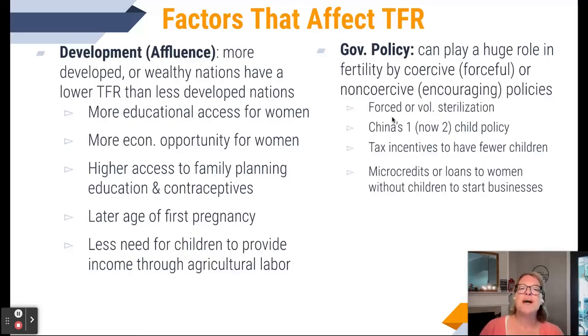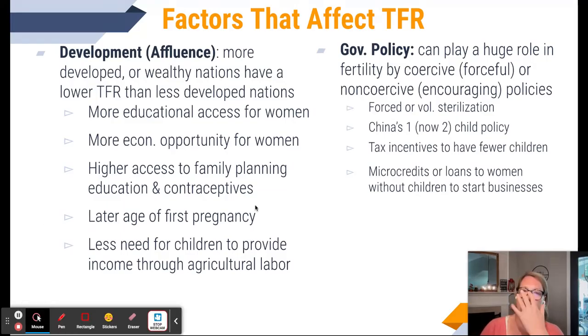Okay, moving on. Factors that affect that total fertility rate also include not just the healthcare piece, but also the affluence of a country. So wealthier nations tend to have a lower total fertility rate than less developed nations. This goes hand in hand with the educational access and the education level of the women. Women that are more educated tend to have fewer children. That's not always the case, but in general, that's how that works. That's what the data shows.